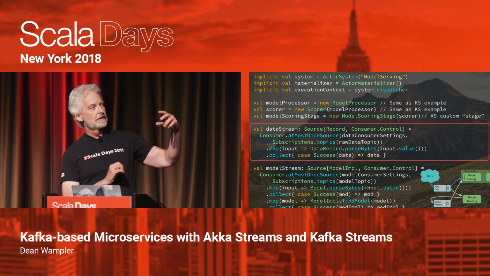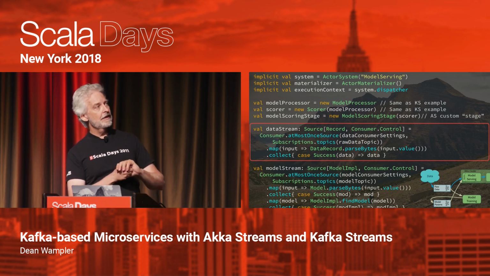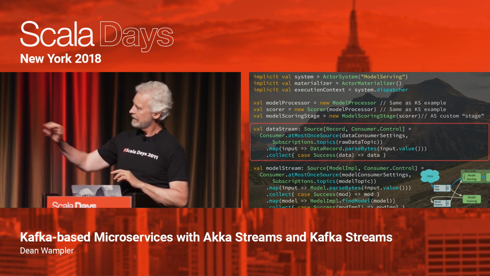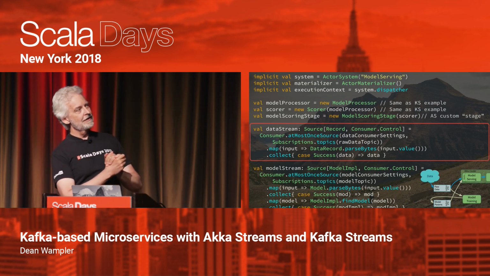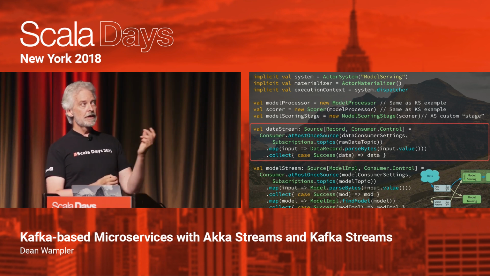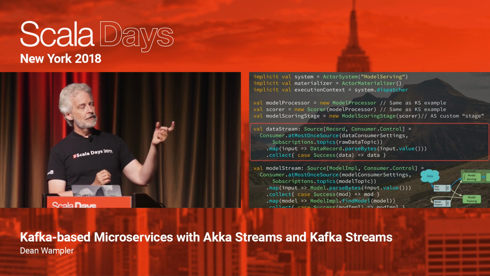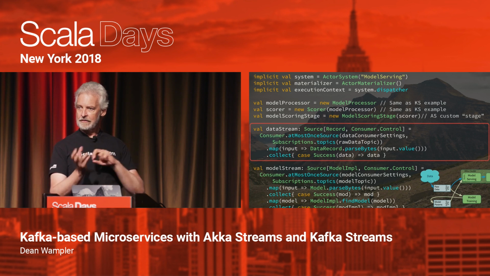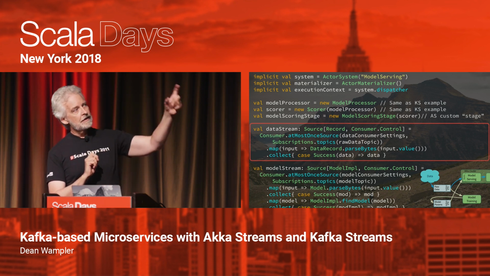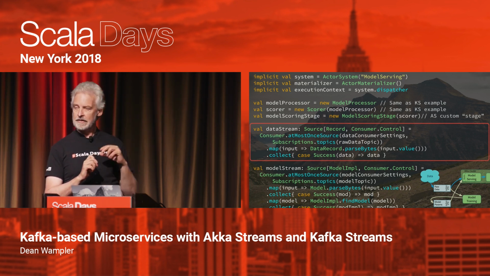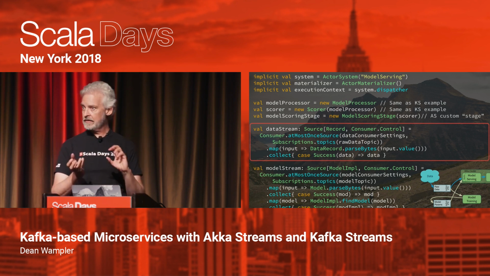So we're going to then subscribe to the data topic again. That's the blue arrow or sort of cloudy looking thing in the diagram. And then we're going to map over this, parse it into a record. And then we're going to use collect, which is sort of like filter, but also supports transformation. So in this case, the data record parse bytes will return either a success or failure.